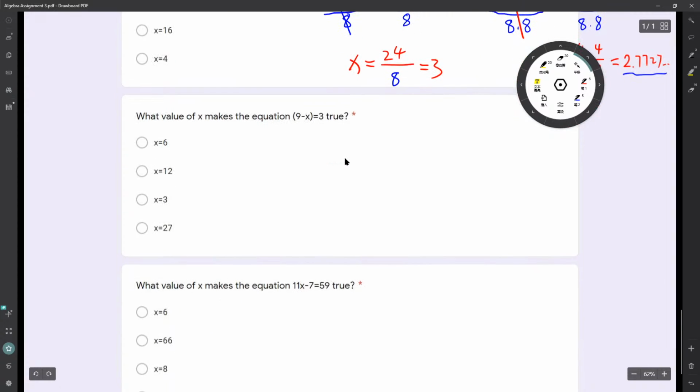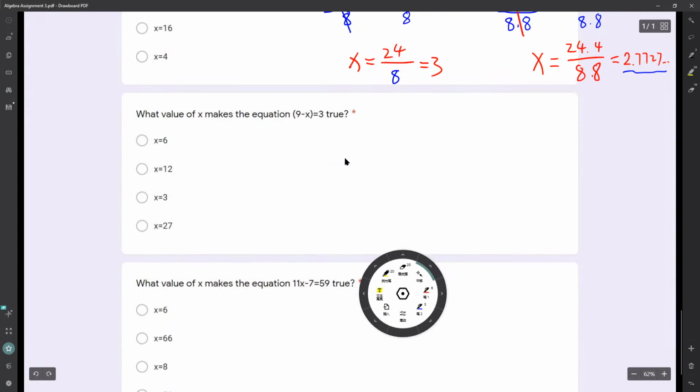Okay, next. What value of x makes the equation true? So this equation is 9 subtract x equals 3. Okay, so I hope you still remember the steps. To solve an equation, the first thing is to unpack, right? Let's take away the parentheses. Well, there's nothing outside the parentheses, so we can just take them away. It's the same as 9 subtract x, and that's a 3.